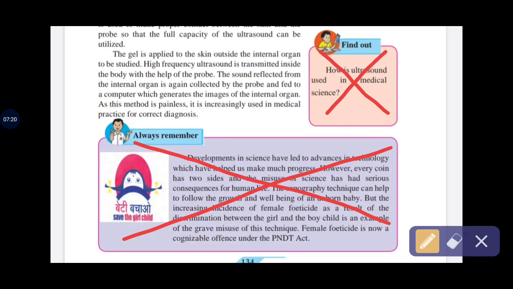Beti Bachao. Clear? Save the girl child. Whatever is shown there, a little information is given. Sometimes there is misuse of this sonography technique in medical science, and an explanation related to that is given there. If you are interested, then read that last paragraph, always remember. But no question is asked on that explanation. Next.